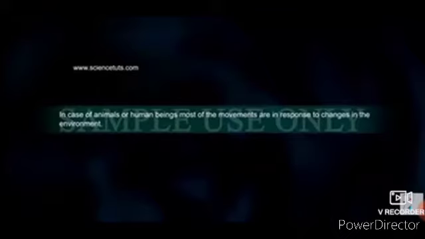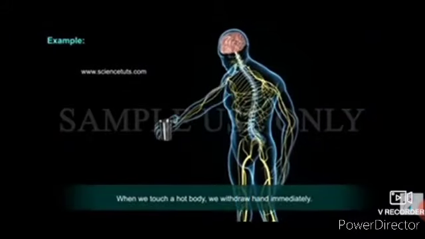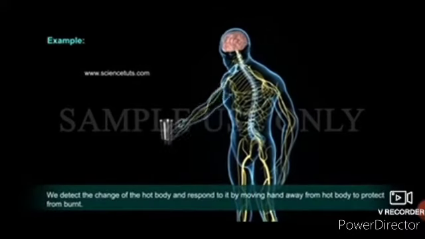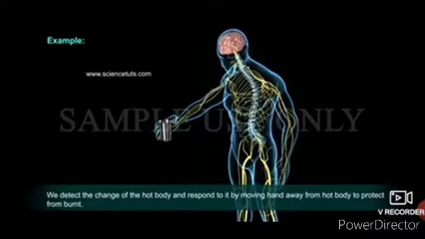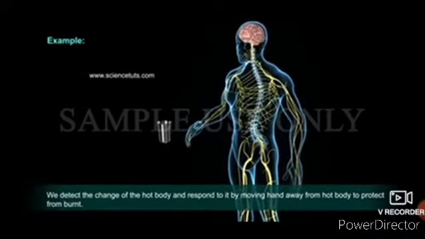In case of animals or human beings, most of the movements are response to change in the environment. Example, when we touch a hot body, we withdraw hands immediately. We detect the change of the hot body and respond to it by moving hands away from the hot body to protect from burns. Any movement in response to environment is controlled by a system in our body.